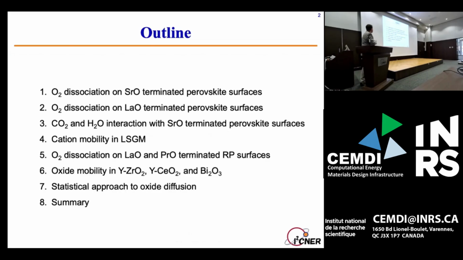So today I would like to show you several different topics. First, oxygen dissociation on strontium oxide terminated perovskite surfaces, on lanthanum oxide terminated perovskite surfaces. Talk about the difference between those two. Some small molecule interactions with perovskite surfaces, cation mobility and the importance of cation mobility. Oxygen dissociation on lanthanum and praseodymium terminated Ruddlesden-Popper surfaces, the difference between lanthanum and praseodymium. Oxide mobility in several different oxides used as electrolytes in solid oxide fuel cells. And then some novel statistical approaches we apply in understanding or designing oxide diffusion within perovskite materials.